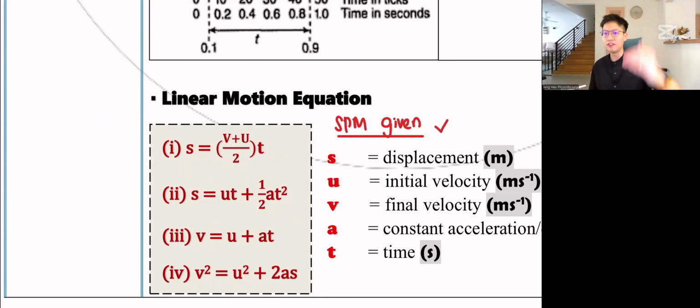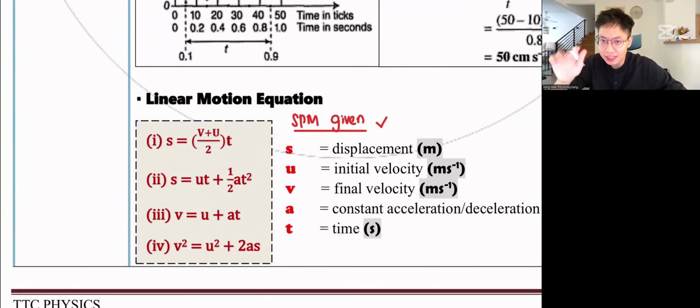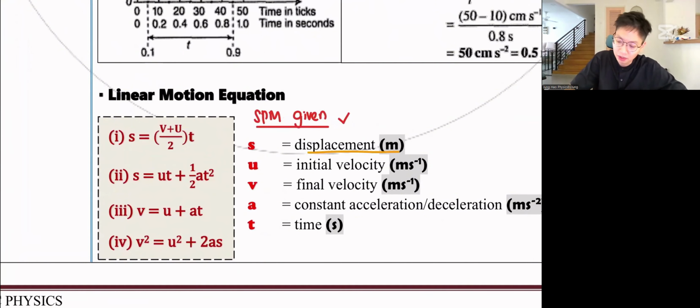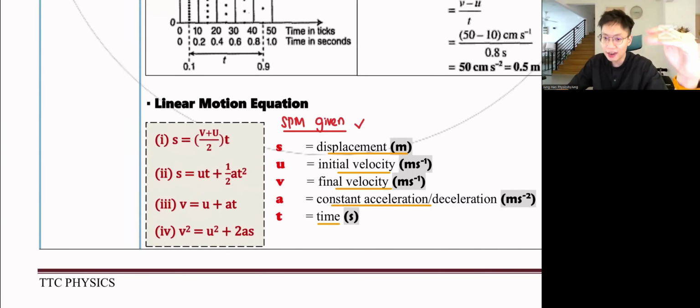Once we have these four formulas, we have to understand what S, U, V, A, and T are. S stands for displacement, which is measured in meters. U is your initial velocity, V is your final velocity, A is your acceleration, T is your time taken. So we have these five things here. And then how do we know which formula to use?